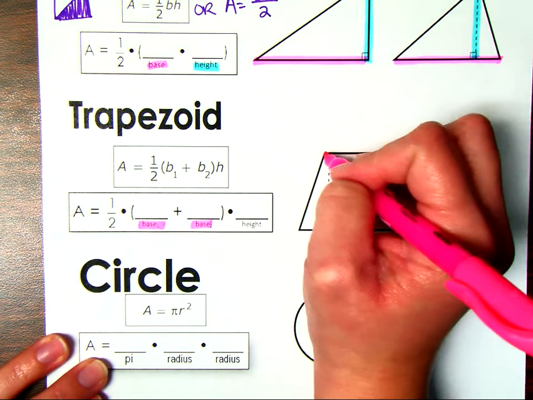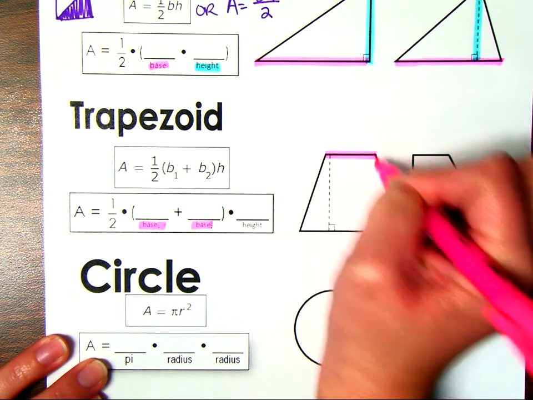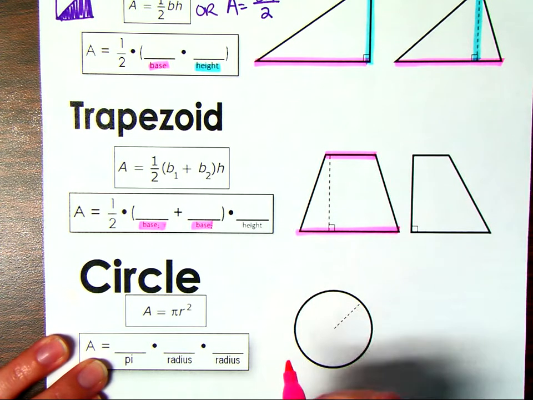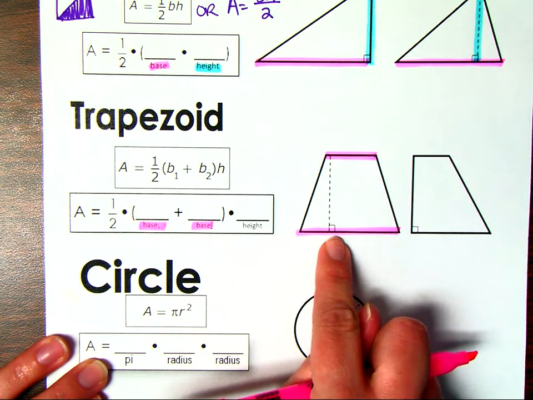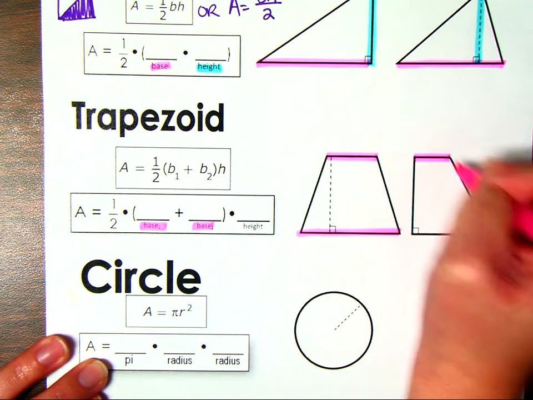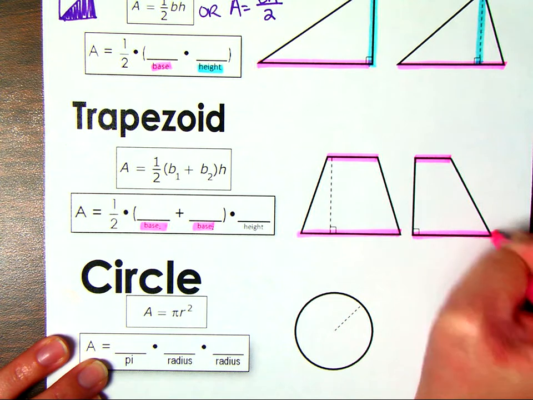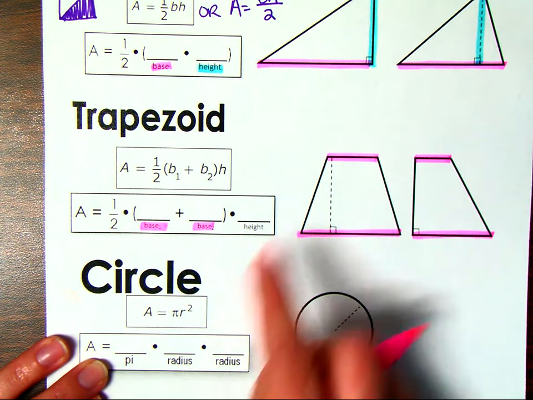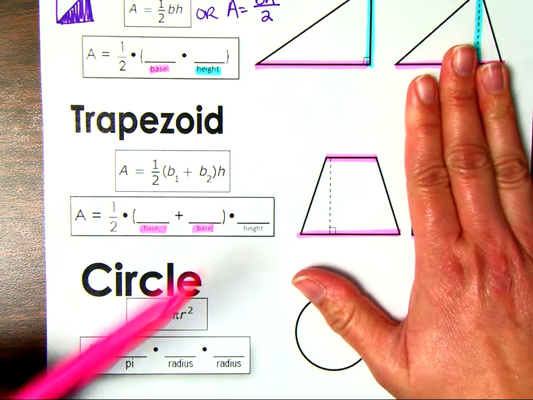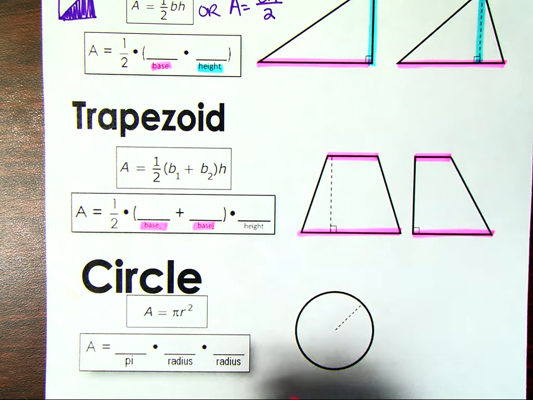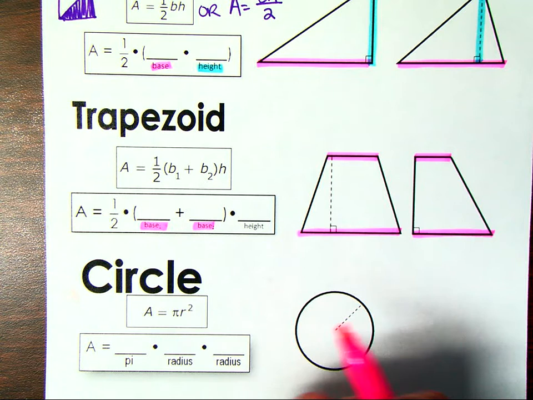And in case you forgot why that was, the bases are the parallel lines, and this side measurement is not the same as this side measurement. And this parallel line is not the same as this parallel line. So if we were to double this trapezoid and turn this one around and push it together, we can make a rectangle or a parallelogram. The same thing with this one.